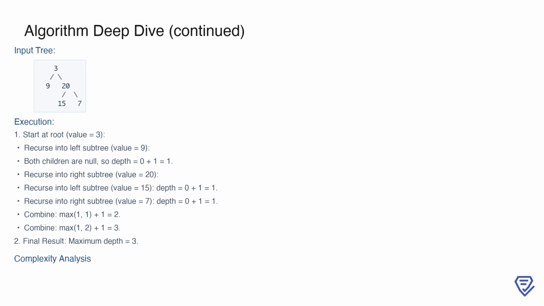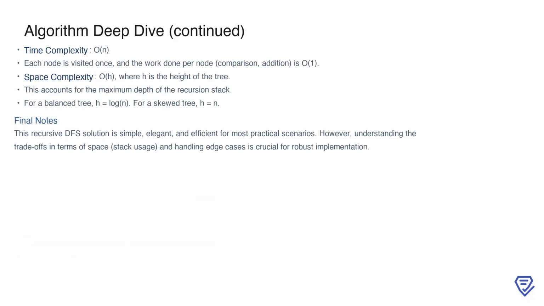Combining these, the depth for the subtree rooted at 20 is max(1, 1) plus 1, which equals 2. Finally, at the root, the total depth is max(1, 2) plus 1, giving us a maximum depth of 3. Each recursive call evaluates a subtree and combines the results efficiently, ensuring that the algorithm traverses the entire tree in an optimal manner. This brings us to the complexity analysis.